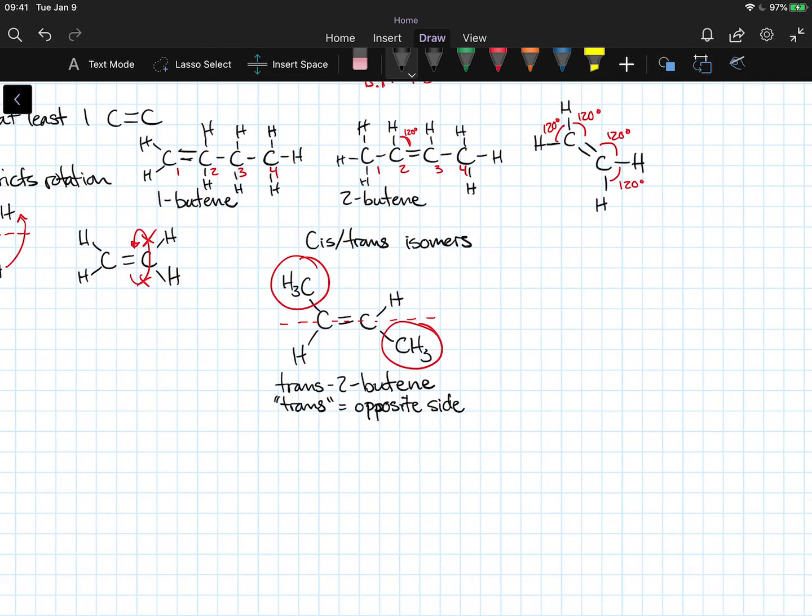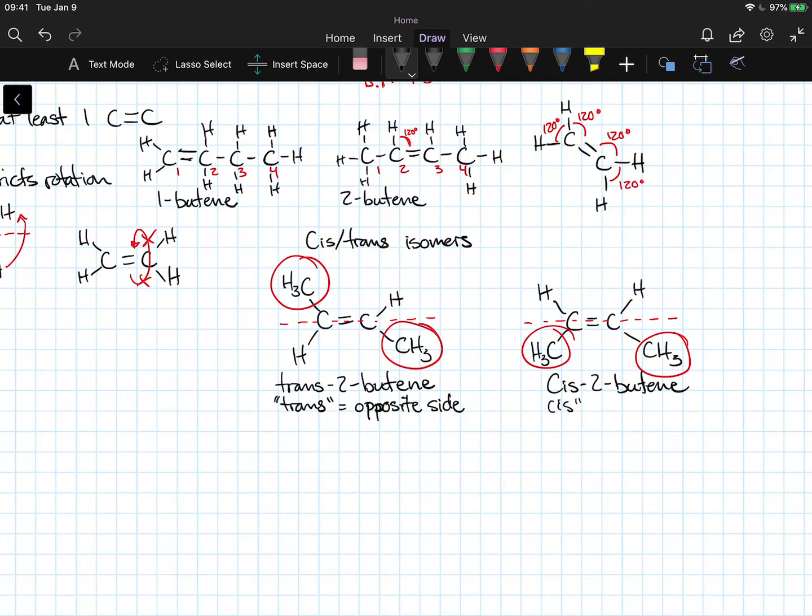If we were to draw our 2-butene molecule again, but this time we put the methyl groups on the same side of the double bond axis, there they are on the same side. That's going to be cis-2-butene. And so cis means same side.